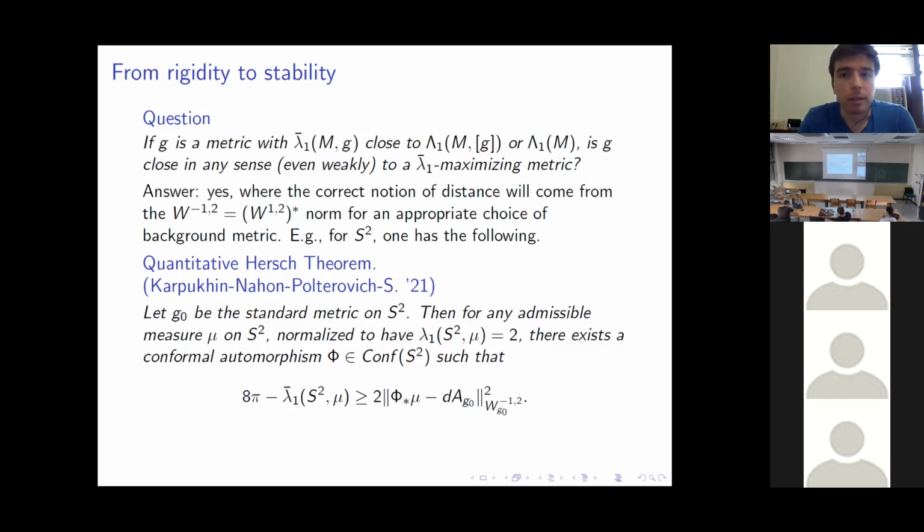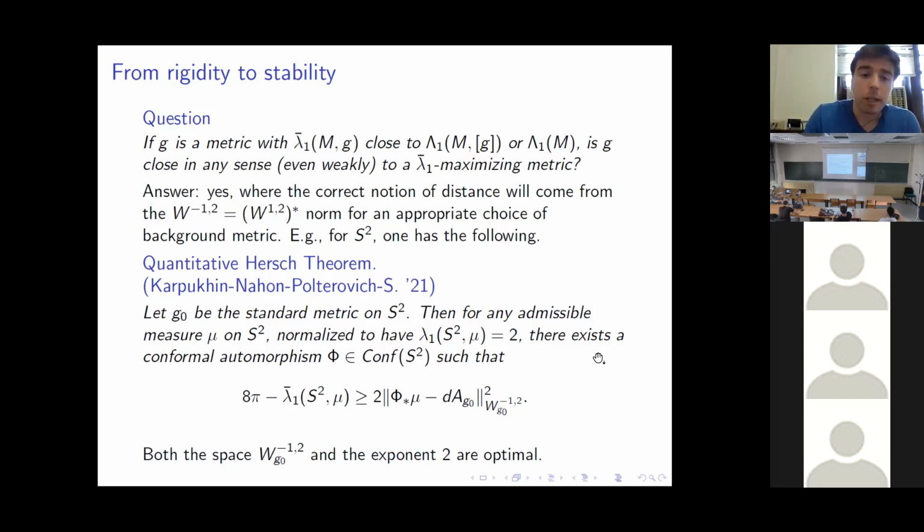Okay. So I'll describe in a moment why this holds. And in fact, this doesn't require the min-max characterization. It just requires squeezing a little bit more out of the classical Hersch. But let me comment for now that both the space W^{-1,2} and the exponent 2 are optimal. When I say the space W^{-1,2} is optimal, if you look at any of the familiar Sobolev spaces, this is the best one in which this inequality holds. So it's possible there's some more exotic space unrelated to Sobolev spaces where you can get a similar estimate. But as far as we know, among the familiar spaces, this seems to be optimal. Okay.